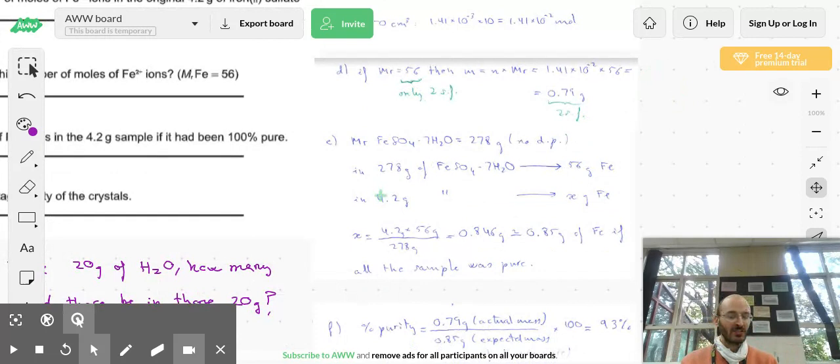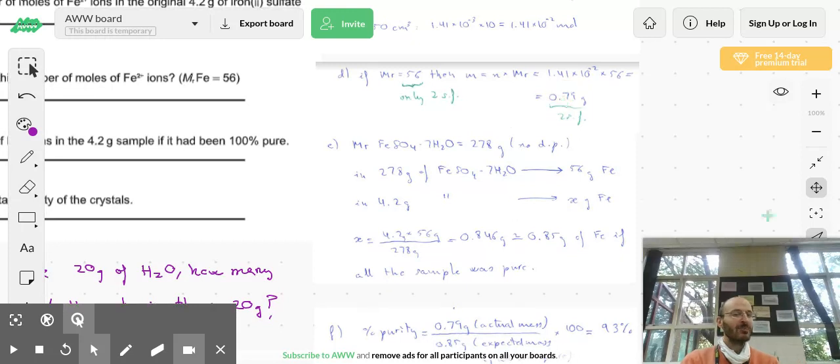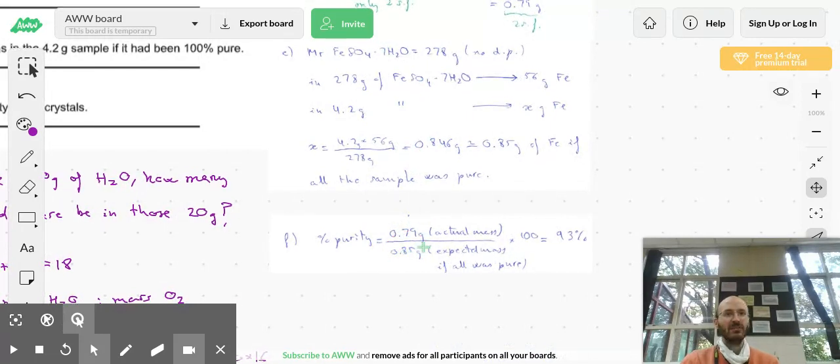In question E, they tell you, well, if the sample you had was pure and we have 4.2 grams of sample, how much iron would you have? So then we do what we did before. We use the MR: for every 278 grams of compound, 56 are iron. So if you have 4.2, you will get X grams of iron. That would be if all those 4.2 grams are actually that compound, iron sulfate heptahydrate. So then we would get 0.85 grams of iron. But actually, we know from the titration that we only have 0.79. So then to calculate the percentage purity, we do 0.79 over 0.85.